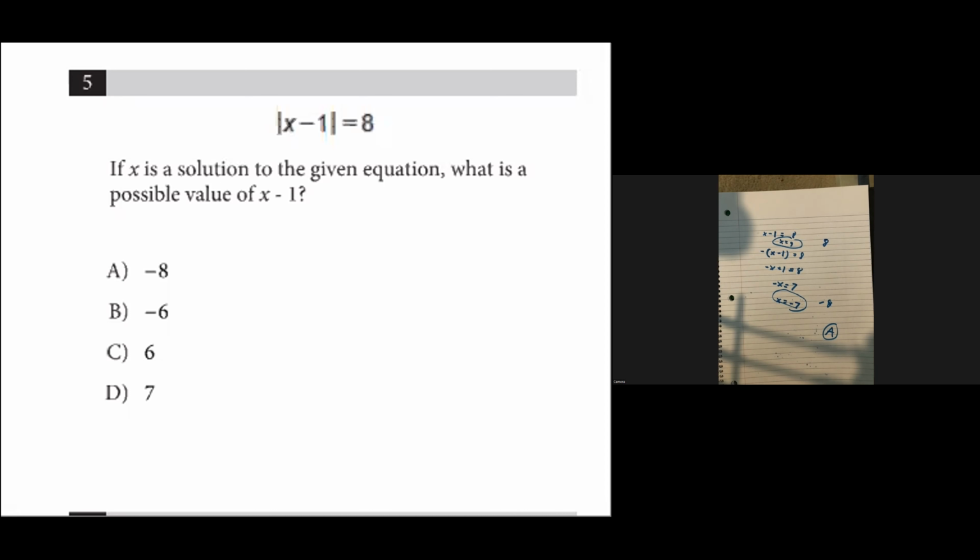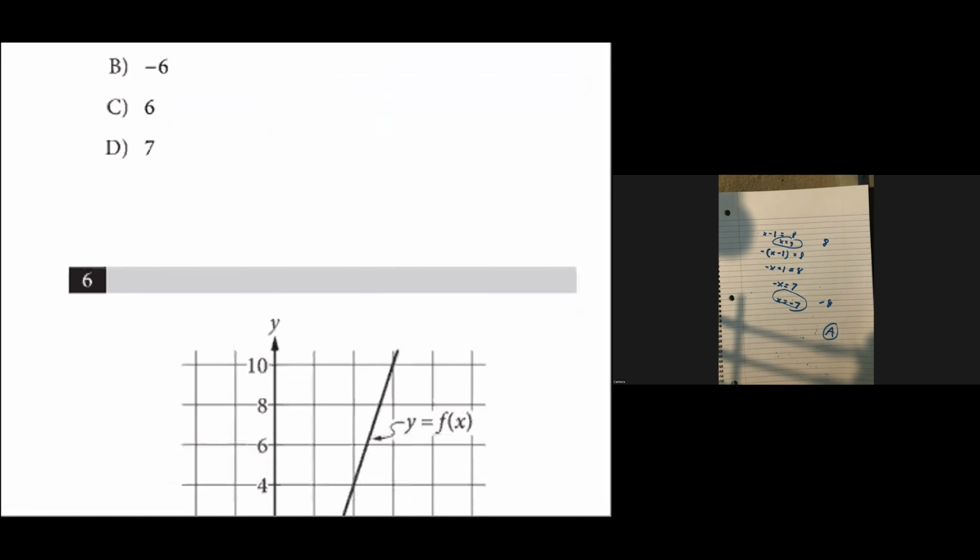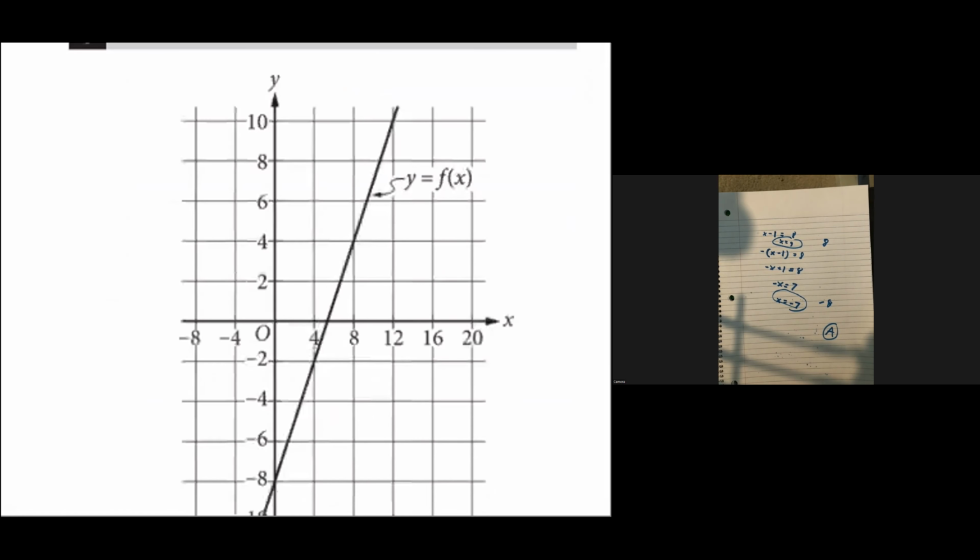So make sure you read what's in the question. It might not always ask for x. It might ask for x minus 1 or x plus 3 or something like that. So even though the answer choices were 9 or -7 for x, it didn't ask for x. Any questions?